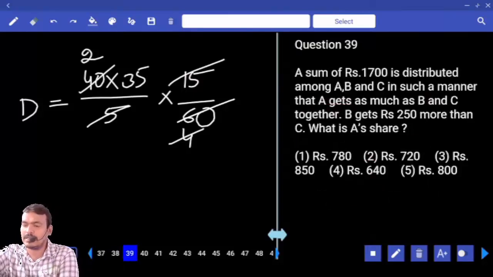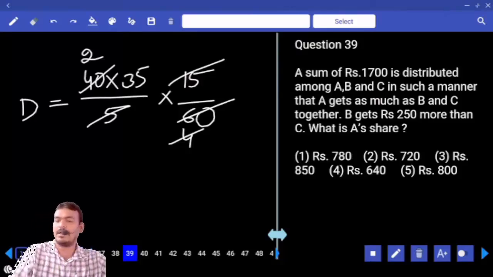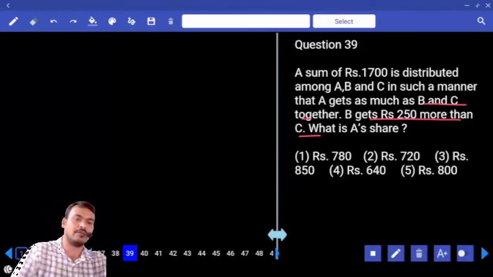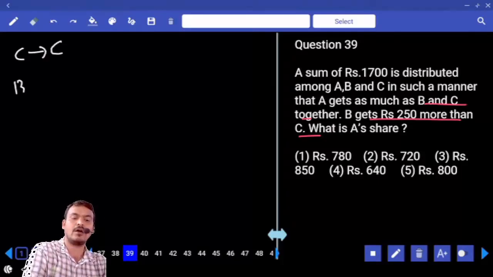Next question number 39. A sum of 1700 is distributed among A, B, C in such a way that A gets as much as B and C together. B gets 250 more than the C value. Here A value is the sum of which one? B and C. But B value is 250 more than which one? C value. Suppose C value we take as C. Then B value is C plus 250.